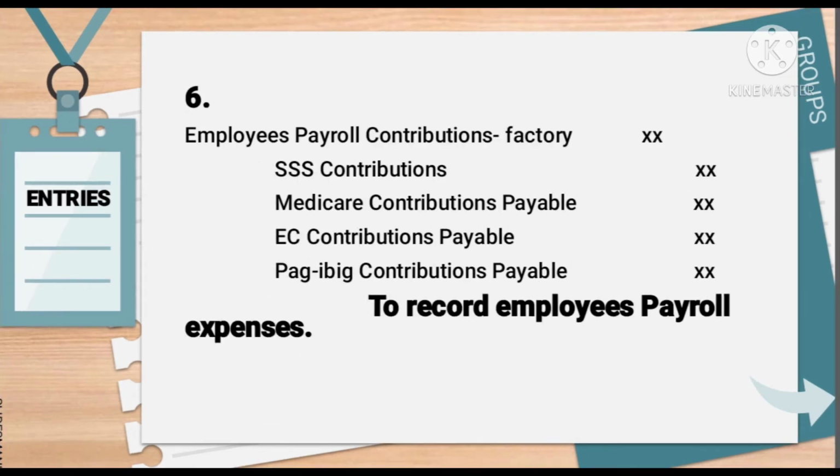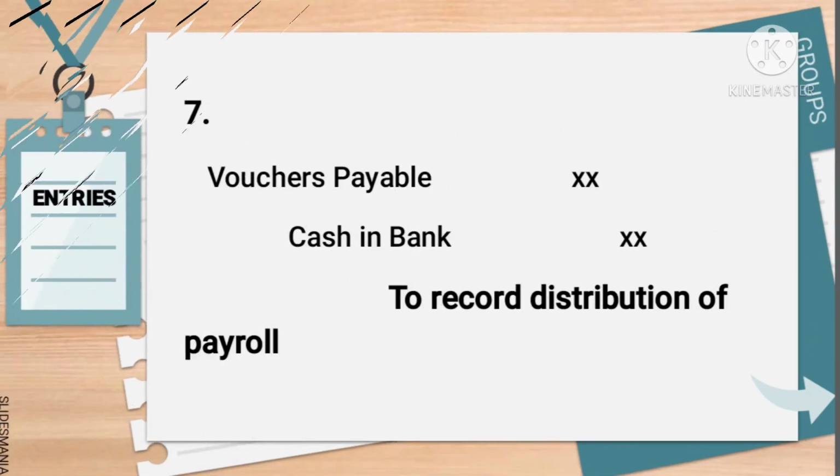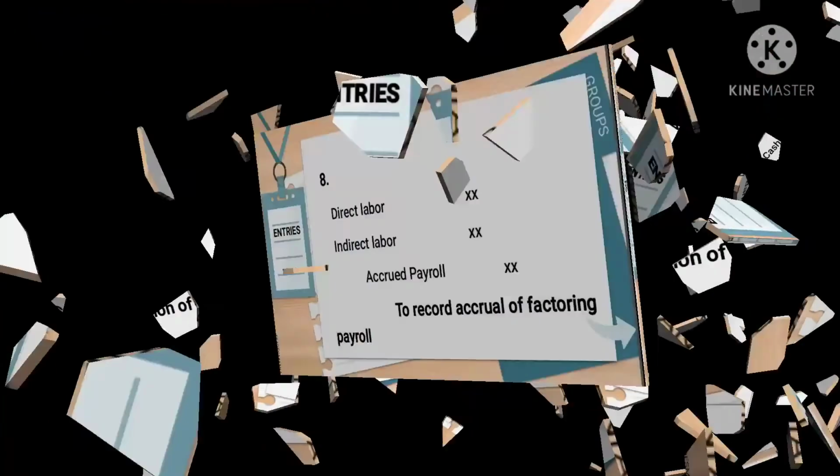Next is to record employers' payroll expenses. Debit employers' payroll contributions, factory. Credit SSS contribution payable, Medicare contribution payable, EC contribution payable, Pag-ibig contribution payable. Seven is to record distribution of payroll. Debit vouchers payable, credit cash in bank.